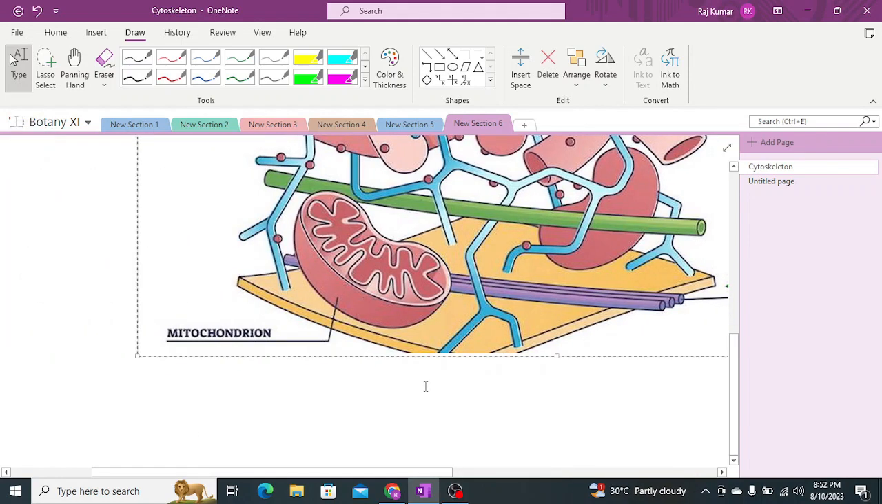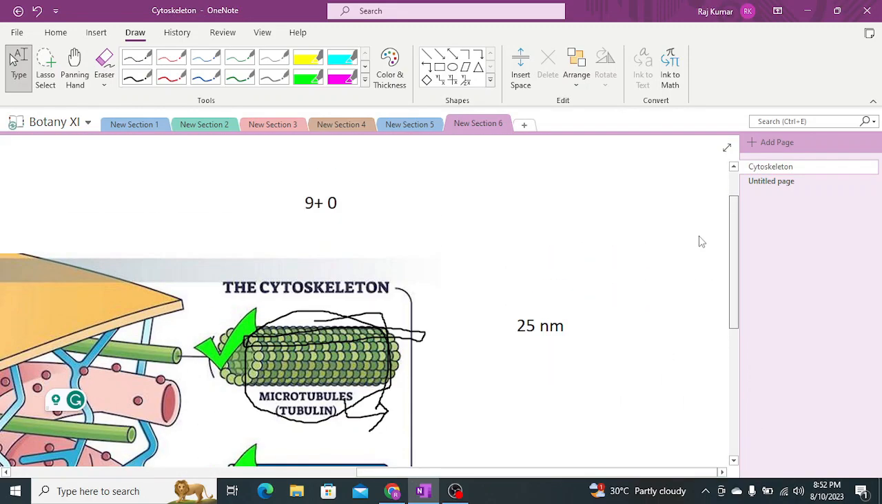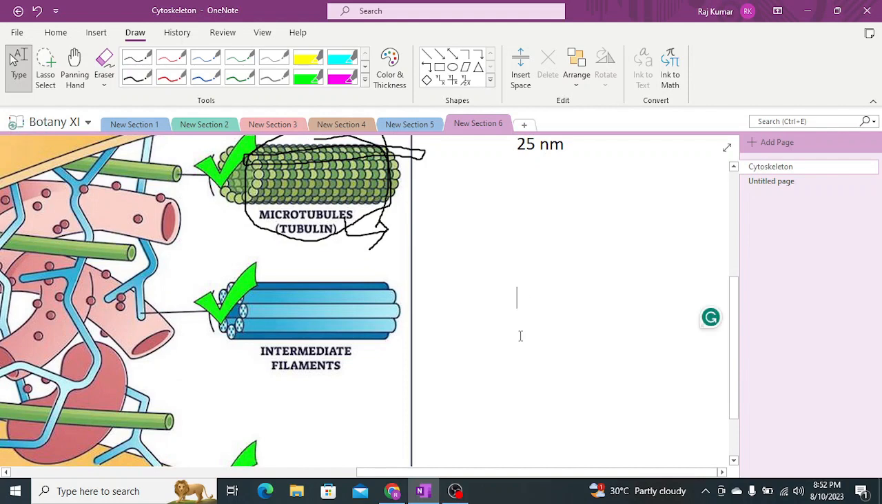The mitochondria here is attached through this microtubule, as well as through the intermediate filament, which allows the mitochondria to stay in a fixed position whenever the cell is moving through cyclosis. After this we have the intermediate filament. Its diameter is 8 to 12 nanometers, due to which it is considered intermediate between the microtubules and microfilaments. That is why these are named intermediate filaments. What are they made up of? They are made up of keratin protein, which is present in our hair and nails as well.